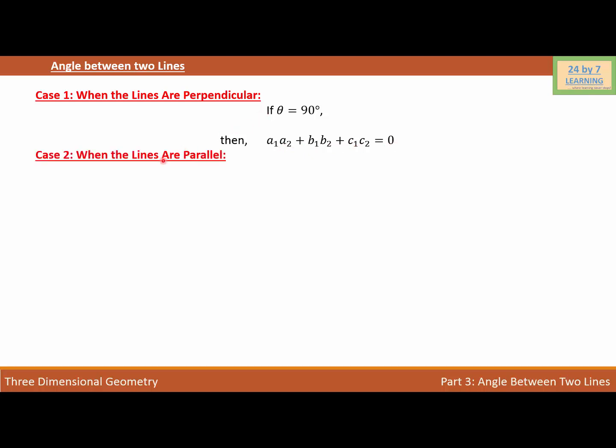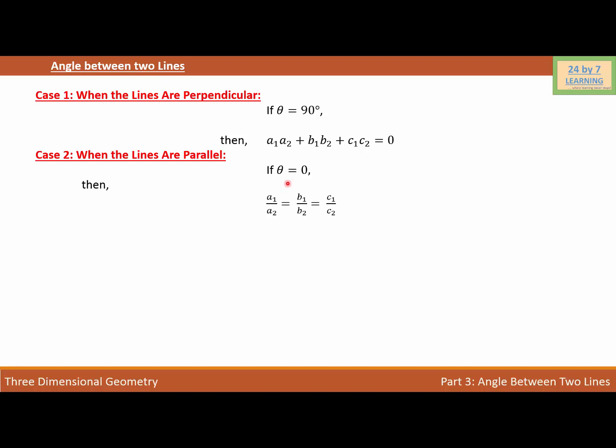Case 2, when the lines are parallel. If the lines are parallel, theta is 0 and A1 over A2 is equal to B1 over B2 is equal to C1 over C2. In other words, if you have two lines with direction ratios given, then you can just substitute the values in this expression and see if the ratios are equal, then it simply means that the lines are parallel.